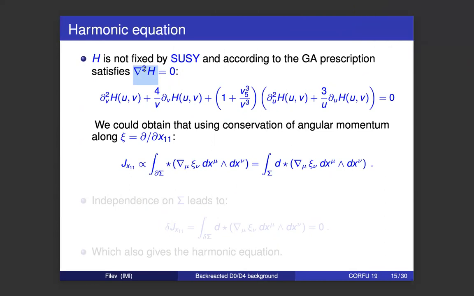Now, what you get is that this simple equation is not fixed by supersymmetry. It doesn't arrive from supersymmetry. It arrives from Einstein equations, essentially, right? That's why we use solution generating techniques. Now, when I say we, I'm slightly exaggerating.